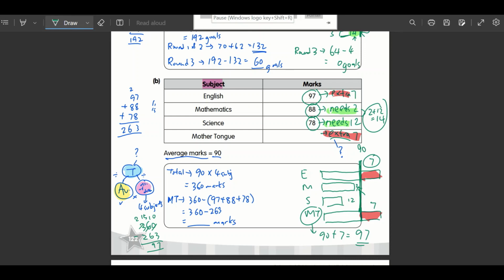Okay, so hopefully now you see this a bit better. I'm balancing the difference and sharing out so that they all become average.